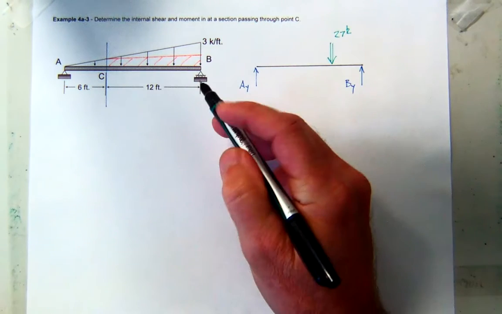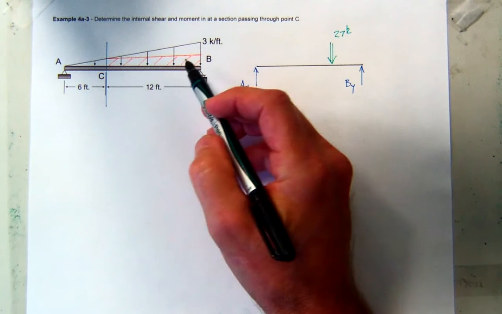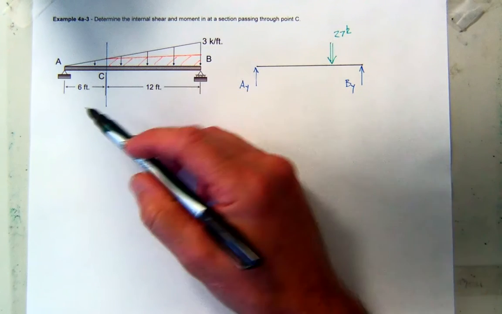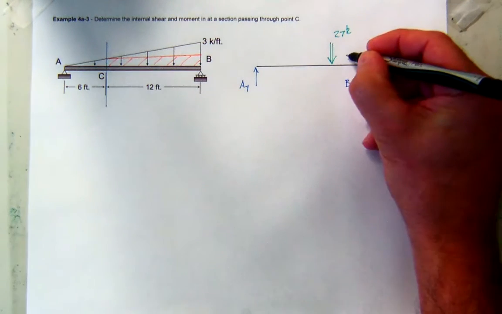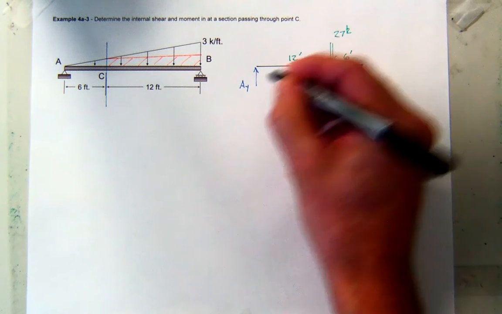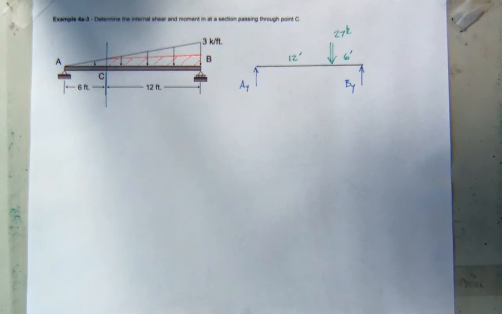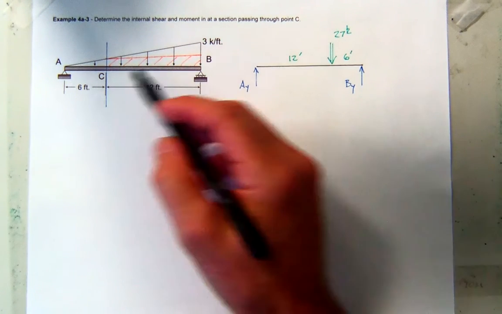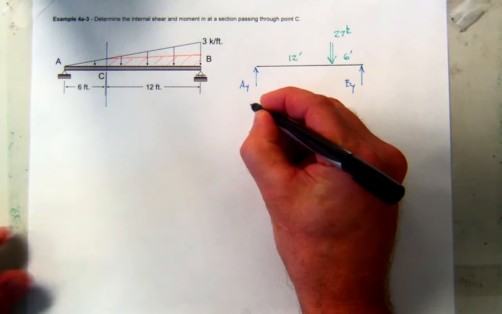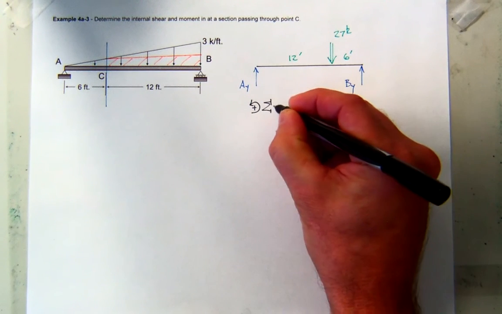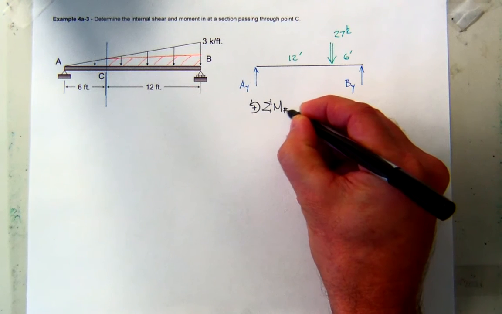The other thing I do remember, you probably will too, is that the centroid of a triangle is 1/3 the distance from the larger end. So 1/3 of 18 is 6. It would be 12 feet from the smaller end. That's enough information for me to now find my reactions. I'm only looking for the reaction at A, so I'm going to sum moments at B, assuming right-hand rule.